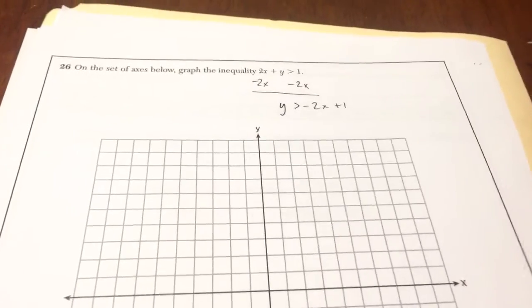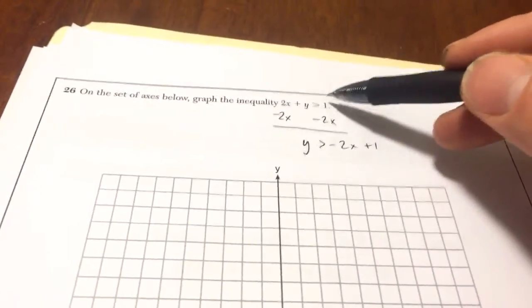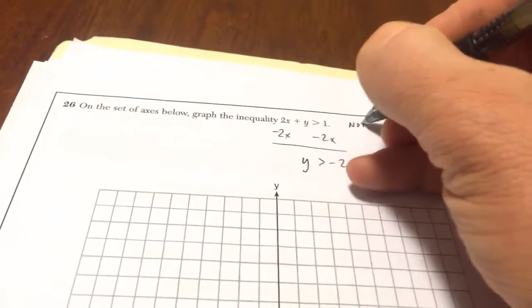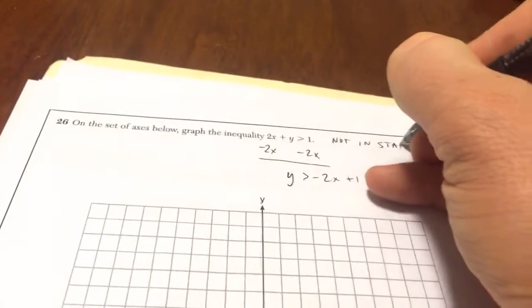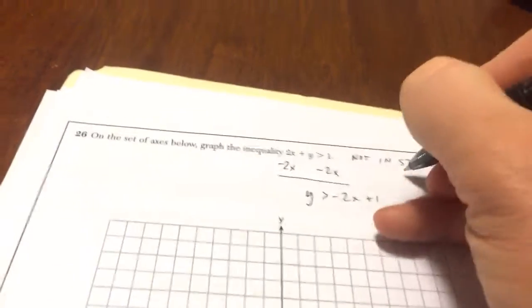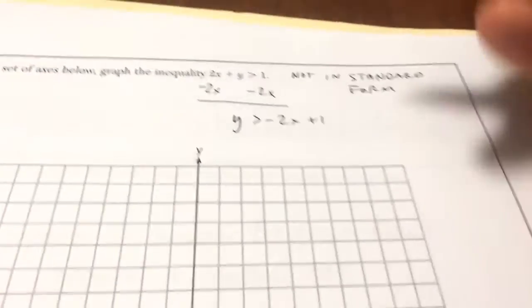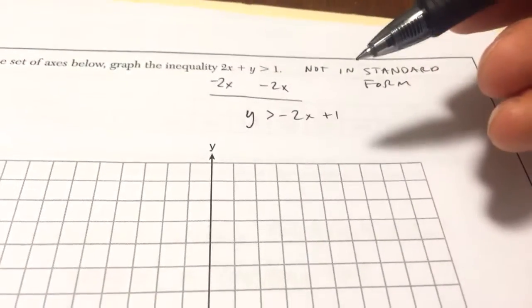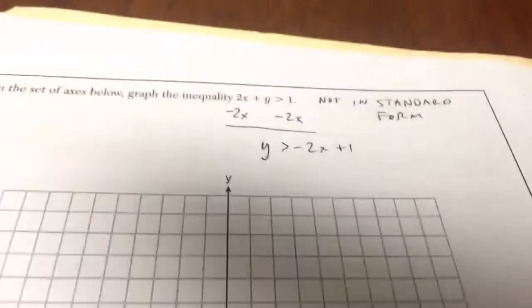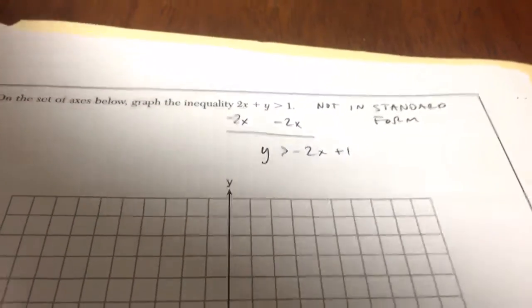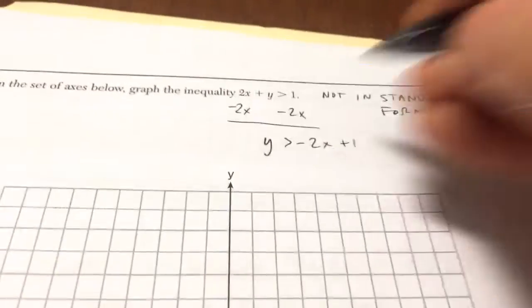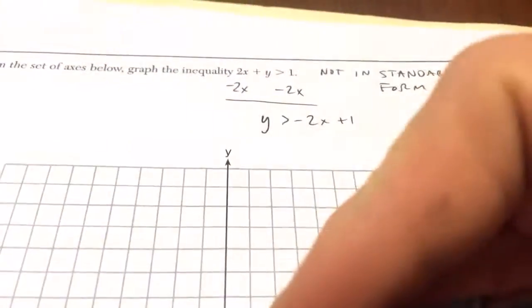Number 26 asks you to graph the inequality 2x plus y is greater than 1. Notice this is not in standard form. Now, if you've noticed on this exam, this is what they're going to do to you a lot. They're going to give you an inequality or an equation that's not in standard form. So what I have to do is subtract 2x from both sides. And I get y is greater than negative 2x plus 1.